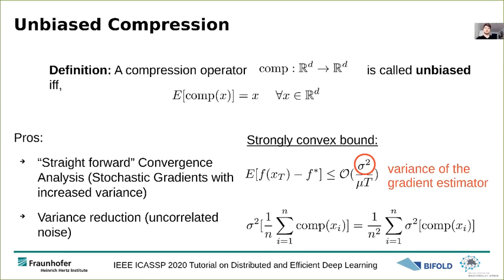So if you use this compression operator on, say, 1,000 clients individually, then, by simple arithmetic, the noise reduces by a factor of 1 over n with the number of clients. So this is quite useful in scenarios where you have a lot of clients and a lot of clients are participating in every communication round.